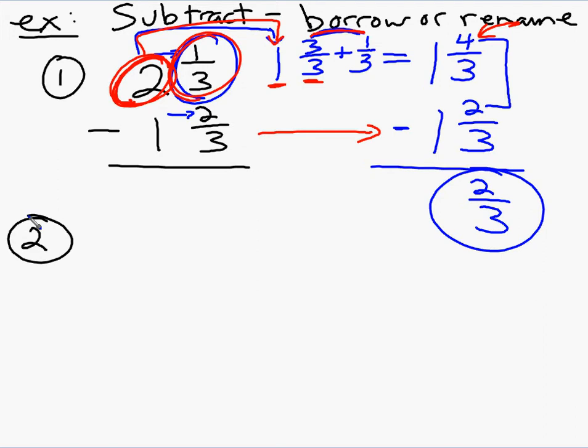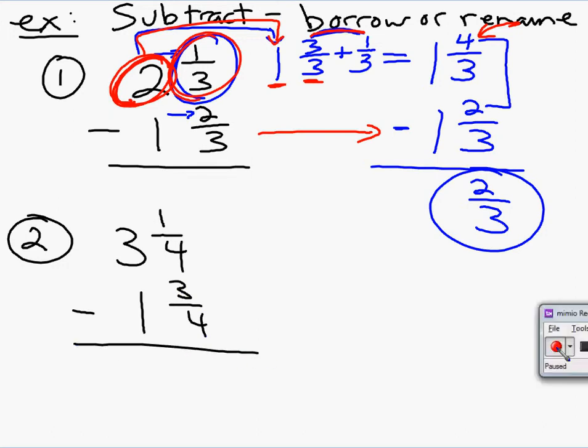How about 3 1/4 minus 1 3/4? I'm going to pause the video and you try this one on your own. All right, let's see if you did it correctly.